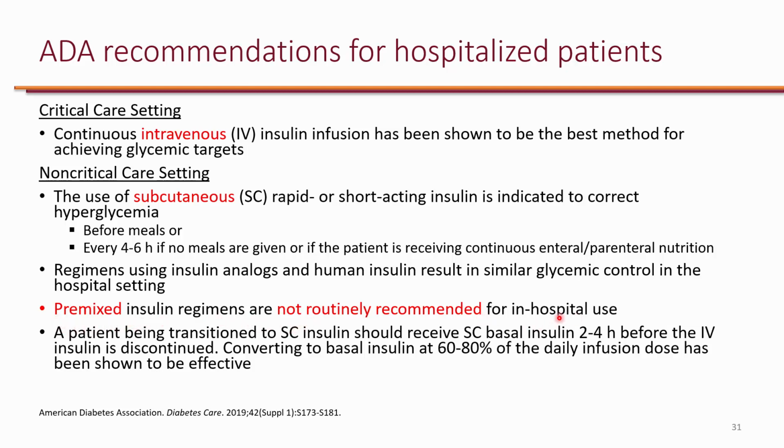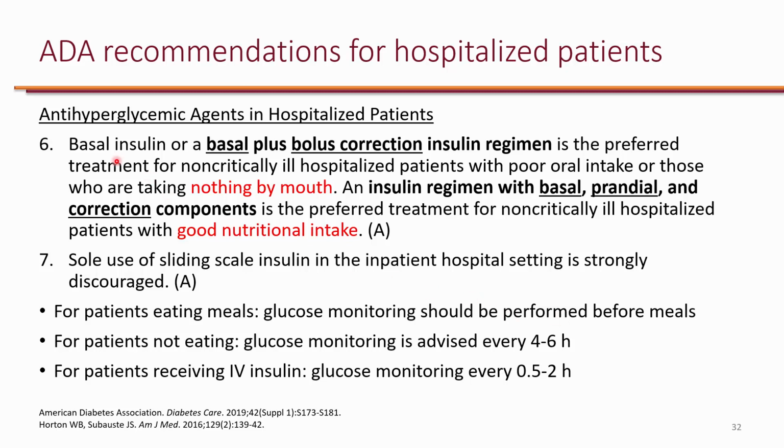And they do say that basal insulin or a basal plus bolus correction insulin is the preferred treatment in non-critically ill patients who are not eating anything. So with this correction, they're basically saying give a basal plus a sliding scale for patients who are not eating. And if the patients are eating, they say give a basal plus a prandial bolus and any sliding scale for any additional corrections that are needed. And here's the important thing: the use of sliding scale insulin alone in hospitalized patients is strongly discouraged.